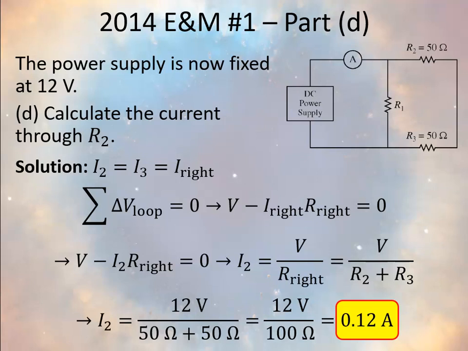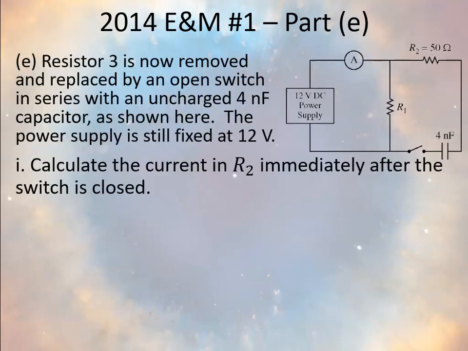So 2 points were given for this part. 1 point for using a correct equation to solve for I2. That's what we have right here. And 1 point for the correct answer with units. No units, no credit. Part E.